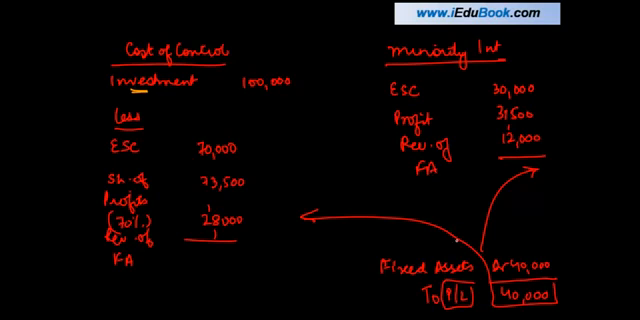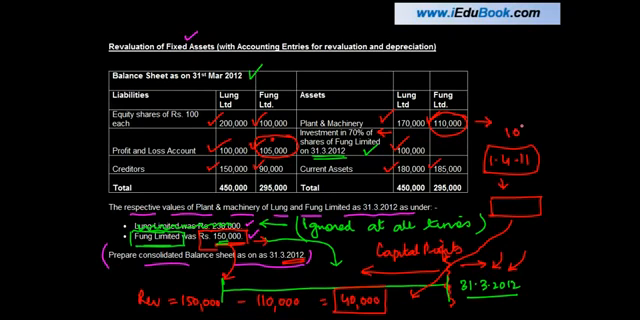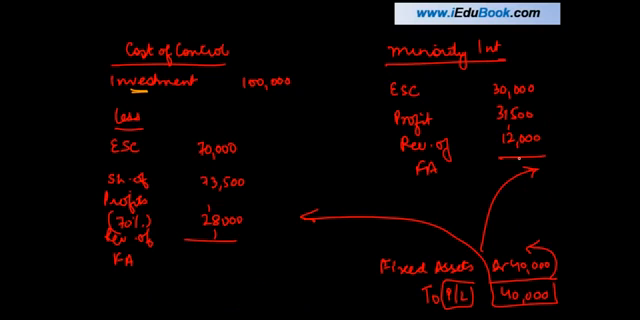Are we done? Yes. Normally you would also charge depreciation on this amount, but in this case the revaluation date and the balance sheet date are the same. So obviously there is no further depreciation. But if, for example, this revaluation was done on 1/4/2011, then you would have charged depreciation for 1 year on the revaluation amount, which is 40,000. So let's say you were told that the depreciation has to be at 10%, you would charge 10% of 40,000 as depreciation. But in this case it's not there, so we're just leaving this.